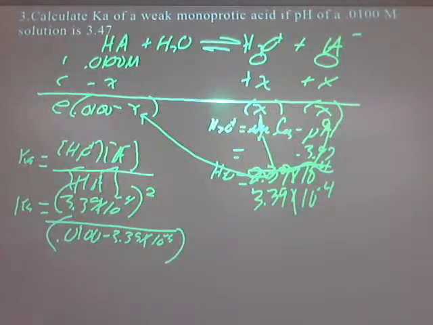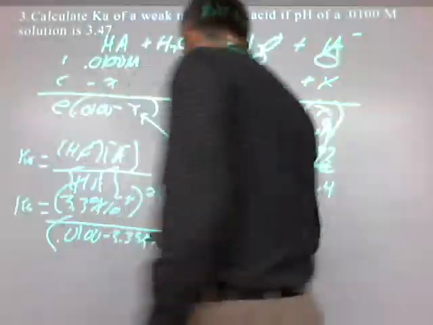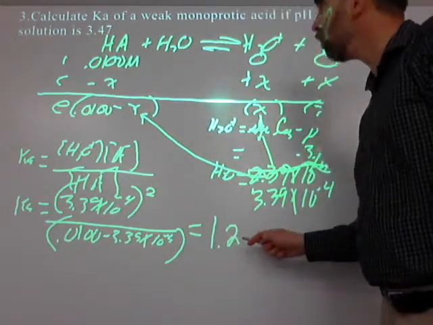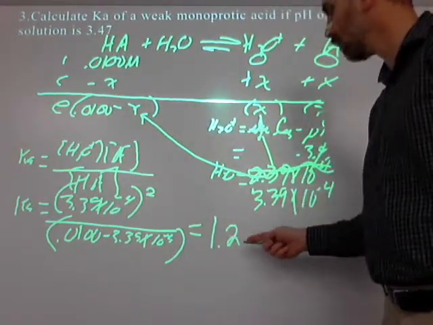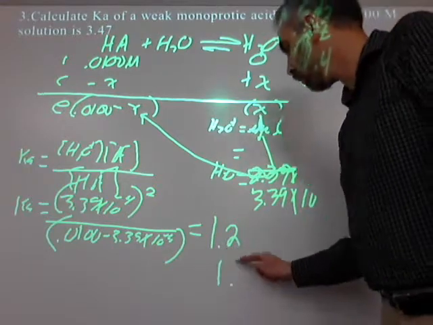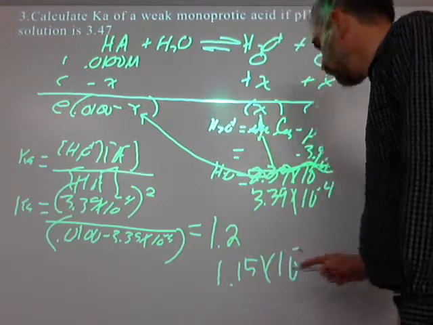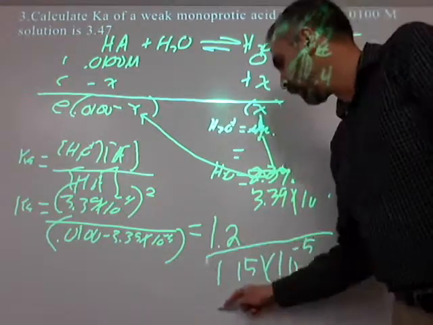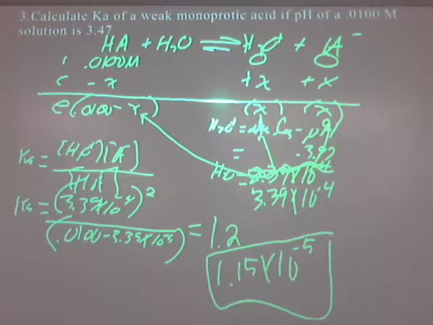All right, and you do the math for it. You square that guy, you subtract this guy, you divide it. What do you get for Ka? 1.2. Should be another significant figure. 1.15 times 10 to the negative 5th. Is that right? So that's for Ka.